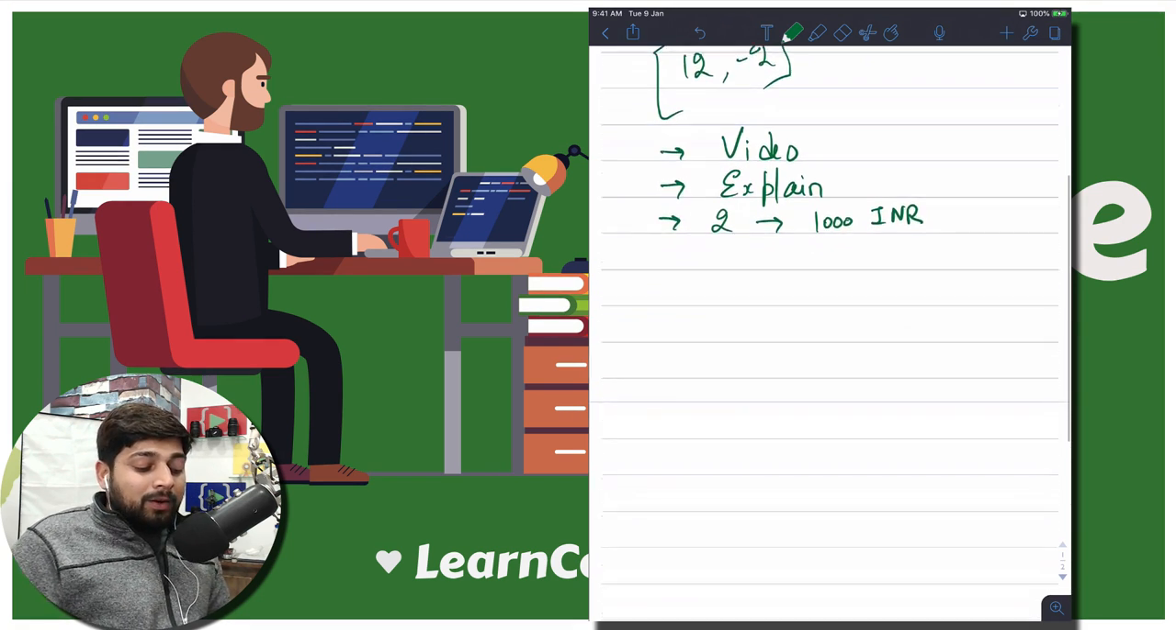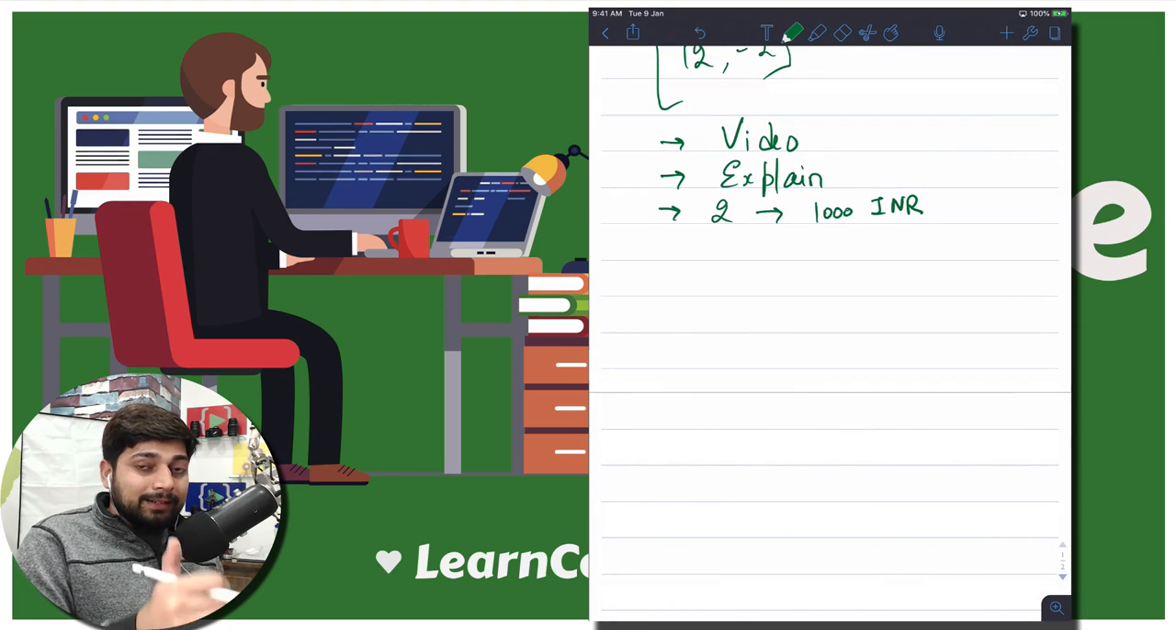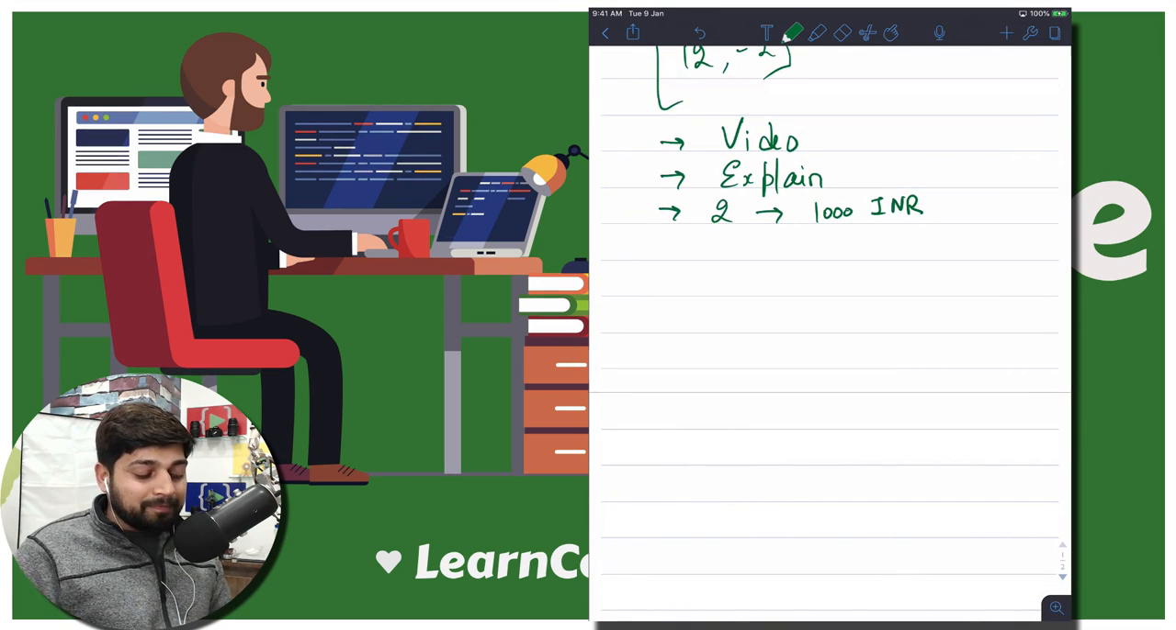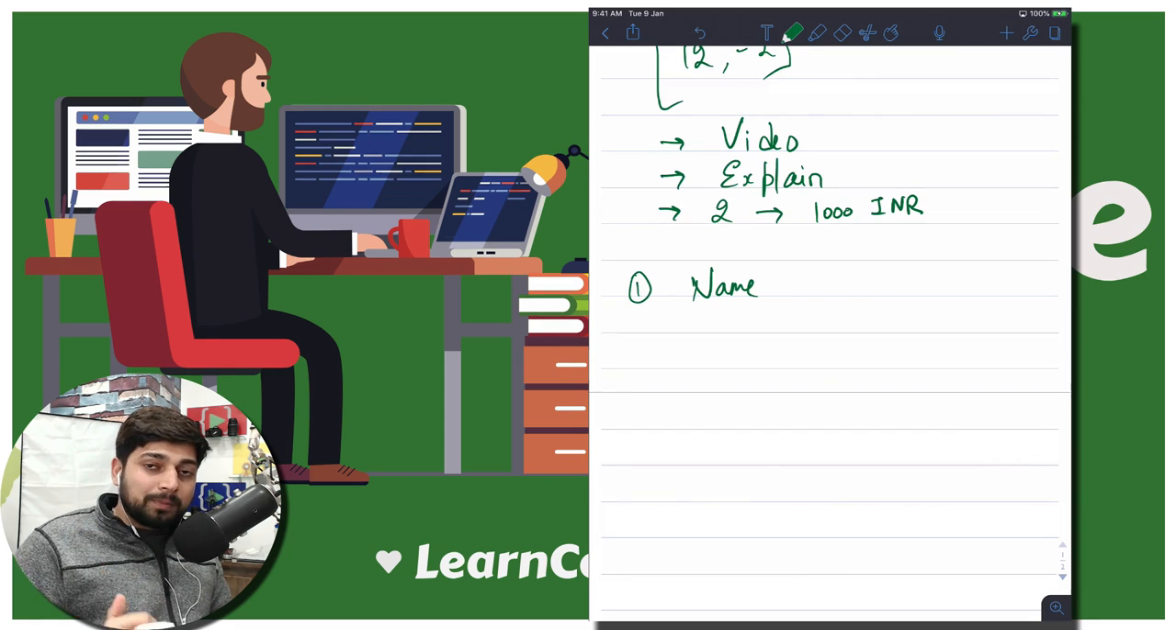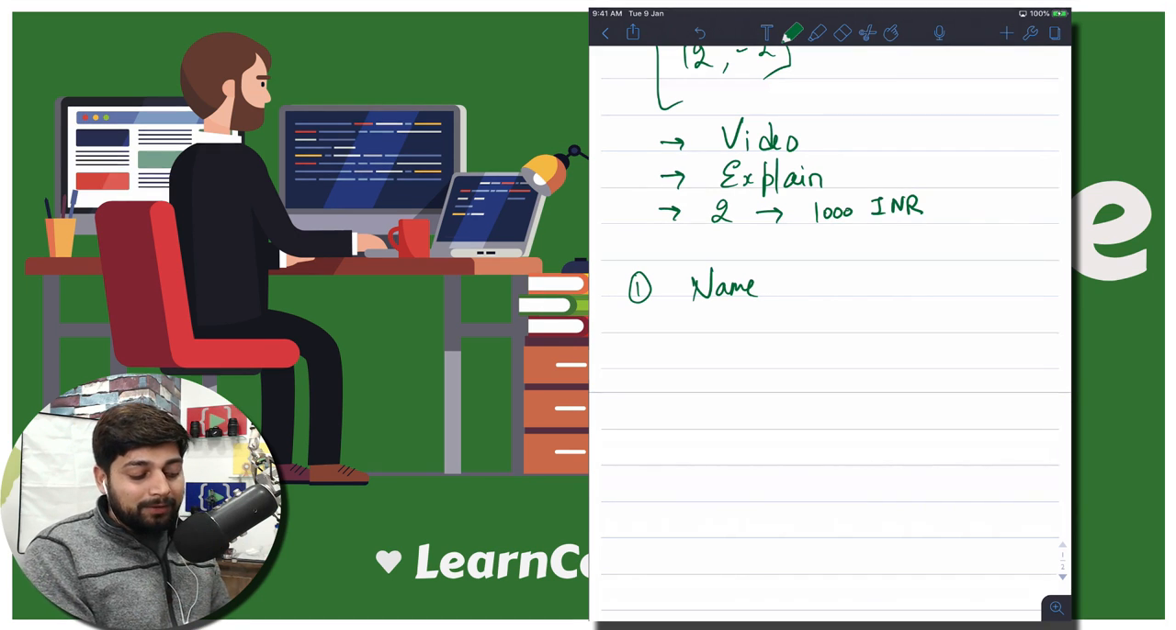While explaining the answer, here are a couple of rules that you have to follow. First and foremost, mention your name, who is explaining. Mentioning your university name is totally optional, but make sure you mention your name very clearly, very precisely in the presentation or PDF that you are giving.